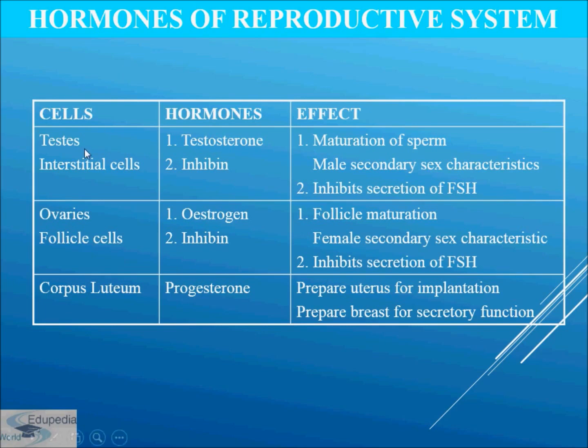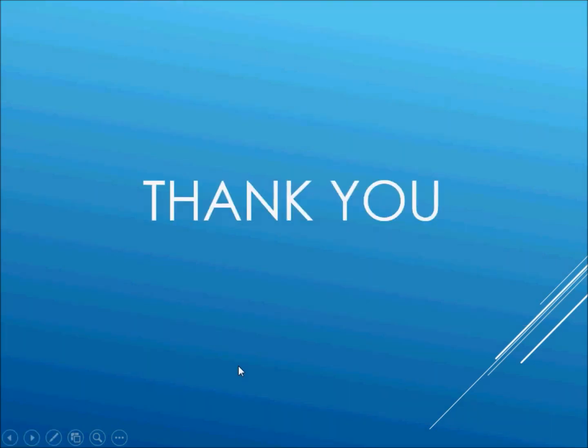So these are the cells. There are around 5 cells which are present in the reproductive system of human males as well as females. Testes and interstitial cells are present in males. Ovaries, follicle cells, and corpus luteum are present in females. And these are the hormones which are secreted by these cells, and these are the effects exhibited by these hormones: testosterone, inhibin, estrogen, inhibin, and progesterone. Okay, so this was all about ovaries.